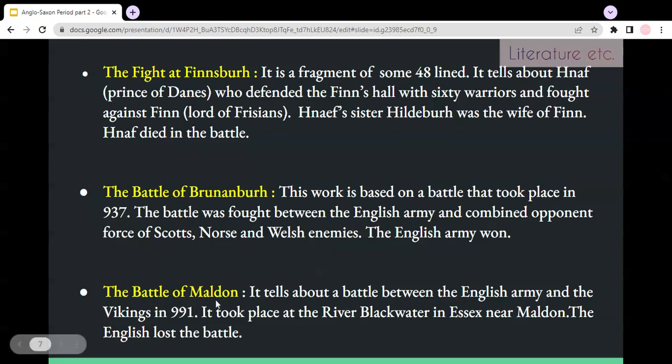Next is the Battle of Maldon. It was also based on a real battle between the English army and the Vikings in 991. It took place at the River Blackwater in Essex near Maldon. Maldon is also a place. These are also names of places. The English lost the battle.